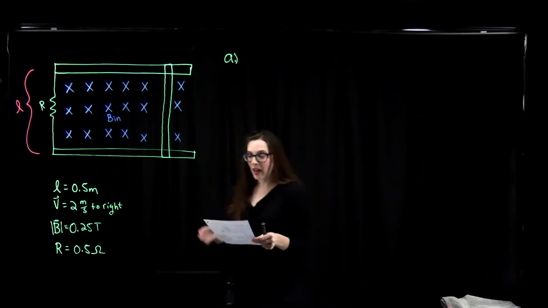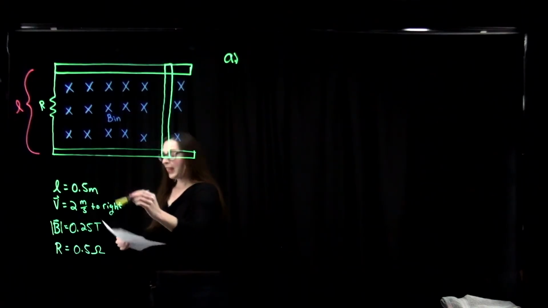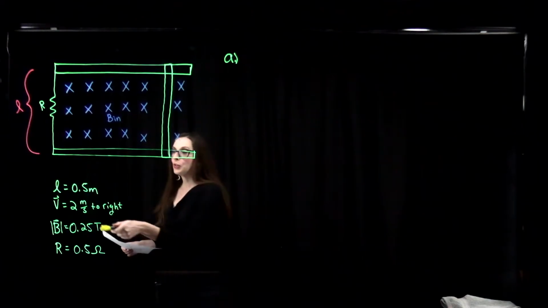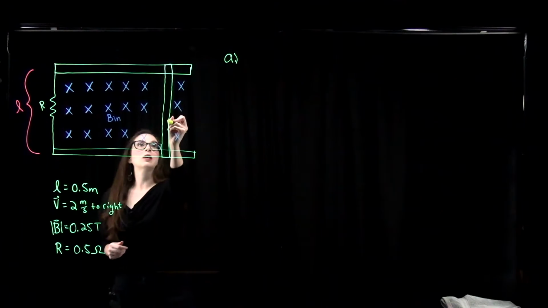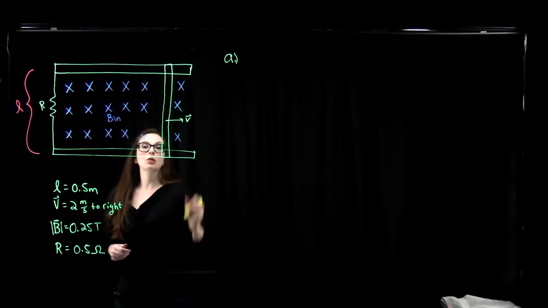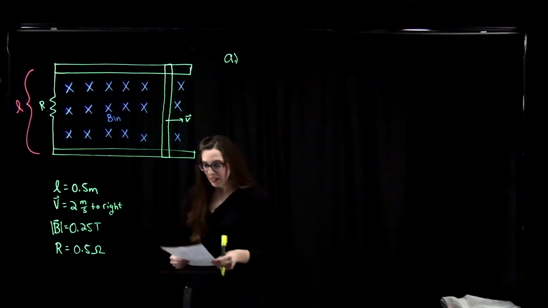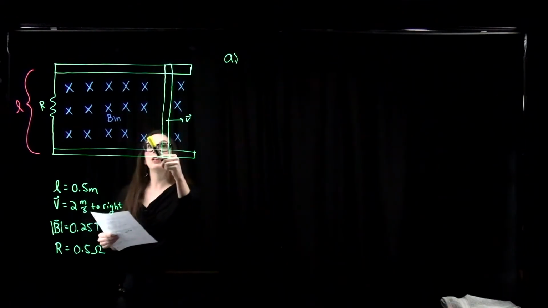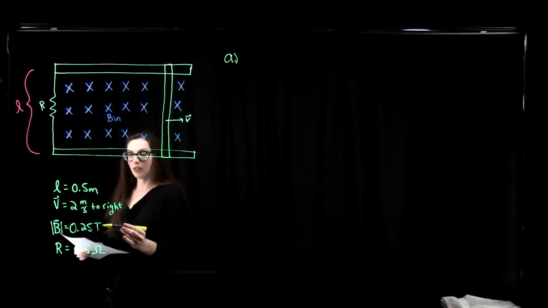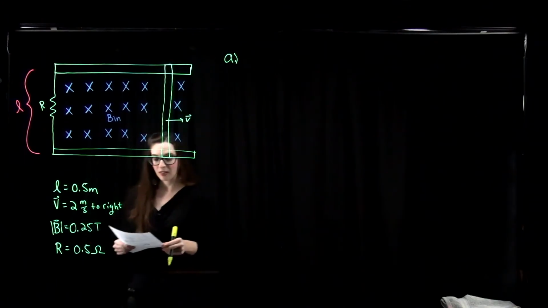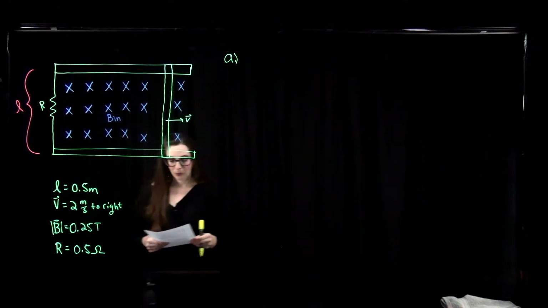So this sliding bar has a length of 0.5 meters, and it moves at 2 meters per second to the right. So somebody is grabbing it and is moving it to the right. Okay. And we've got a magnetic field inside the loop here, a magnetic field that has a strength of 0.25 Tesla, and the total resistance of my circuit is 0.5 ohms.